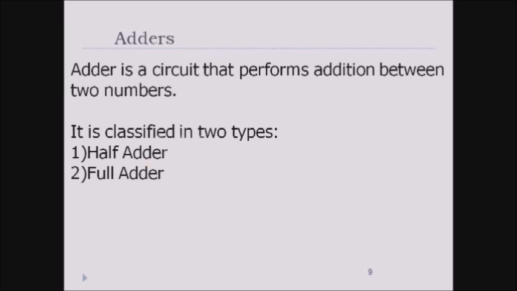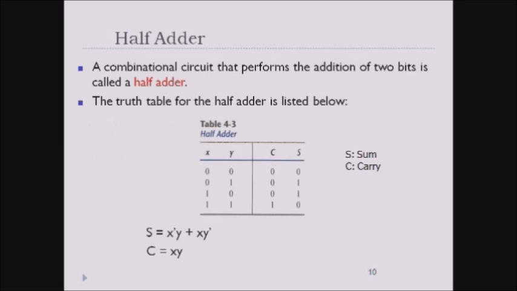Initially we'll discuss the half adder, then we'll move on to the full adder. What is a half adder? A combinational circuit that performs the addition of 2 bits is called a half adder. So if you want to perform addition of two 1-bit operands, then we have to use a half adder circuit. There would be two inputs, and you'll get two outputs, called carry and sum.